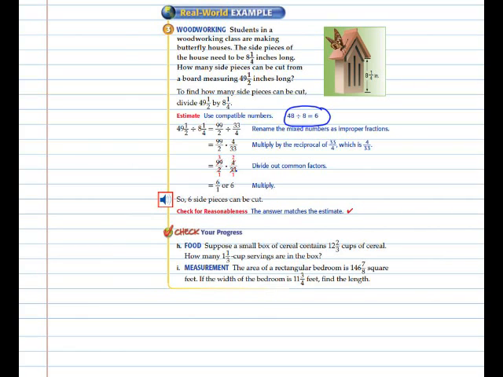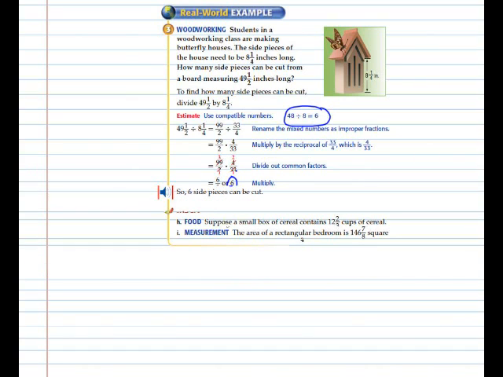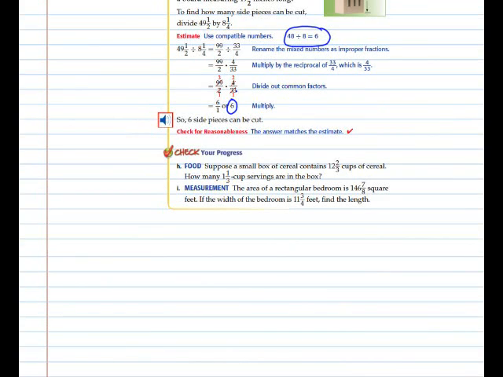I simplify by dividing 33 and 99 by the common factor of 33. 2 and 4 have a common factor of 2. And when I finish simplifying and multiply out, my answer is 6. I can get 6 pieces measuring 8 1/4 inches from a longer board measuring 49.5 inches.